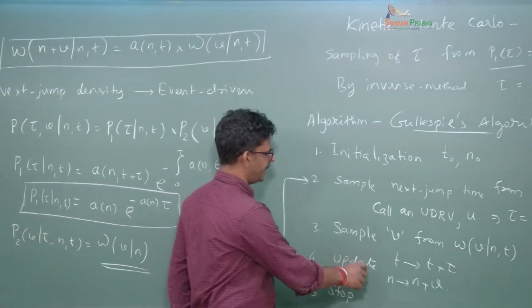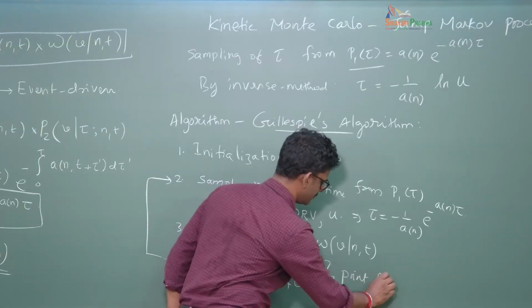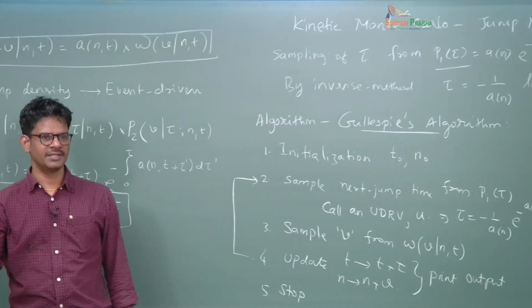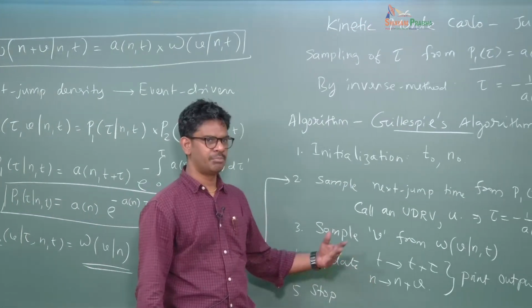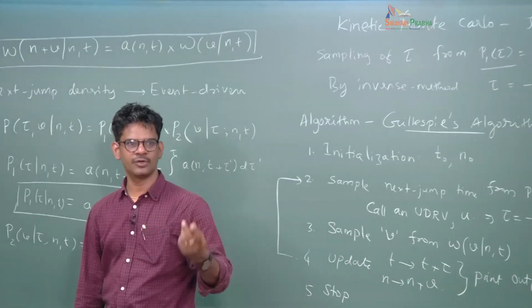And while you update, you may also want to print some output values. For example, if you need a trajectory sample path, you may want to store, record, or print t versus n as you go along, so that you can use this data to post process later on.